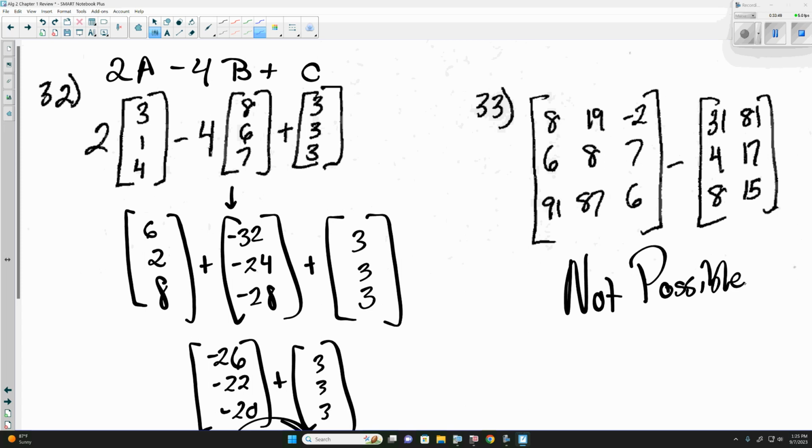Adding or subtracting is not possible, because to add or subtract, the dimensions have to be the same. I may put one of those on the test, because that's not so much a calculation deal, it's just looking at it. This is a 3 by 3, this is a 3 by 2. They're not the same, so it doesn't work. Questions on those? So one of those, 33, 35 on your paper, might show up.